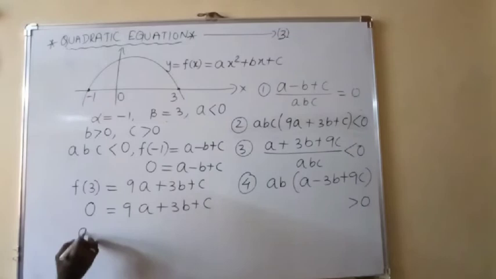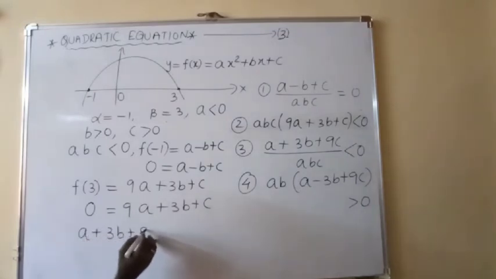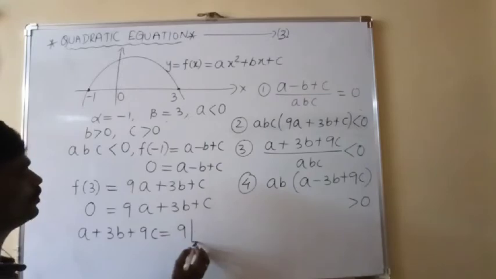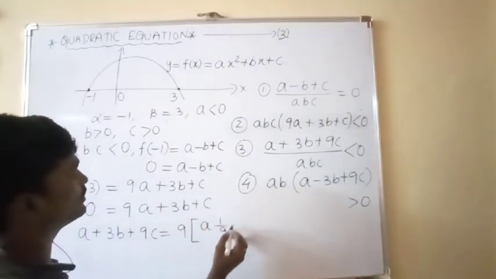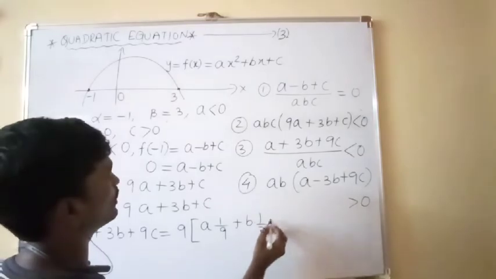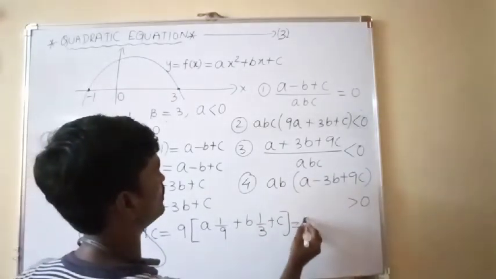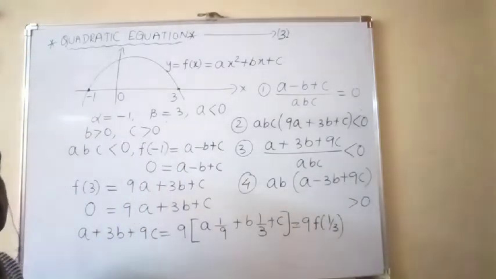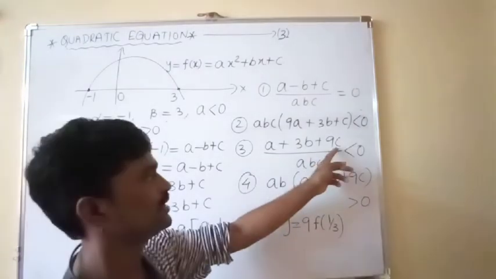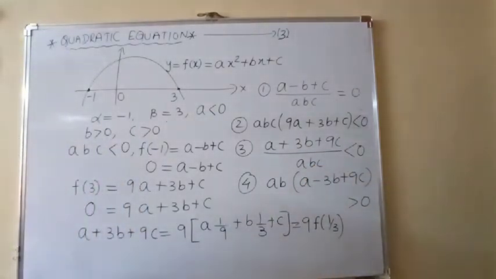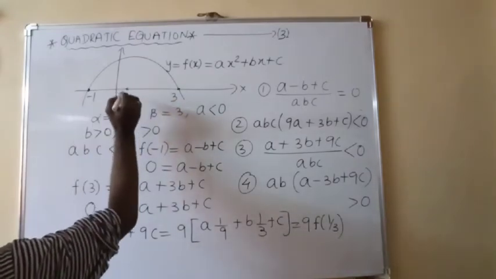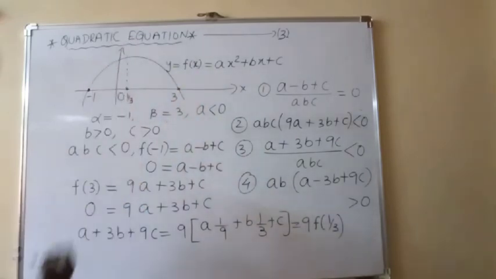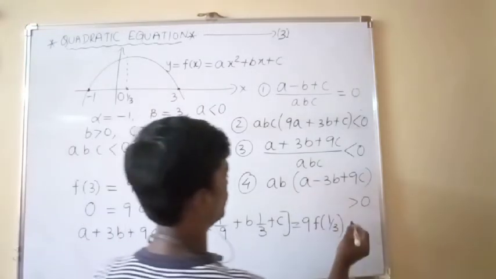And a plus 3b plus 9c. If you take 9 common, what you are getting? 9 times a into 1 by 9 plus b into 1 by 3 plus c. It is nothing but 9 times f of 1 by 3. Am I correct? Because it is 1 by 3 square, it is 1 by 9. Because 9c is there, make the c coefficient 1. Next, 1 by 3, where is it located? Between minus 1 and 3 only. So at 1 by 3, is the graph above the x-axis or below the x-axis? Above the x-axis. That means that function value is positive.